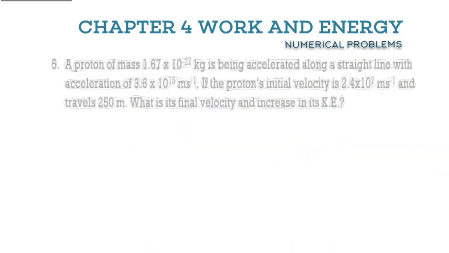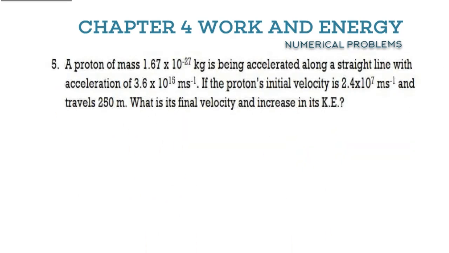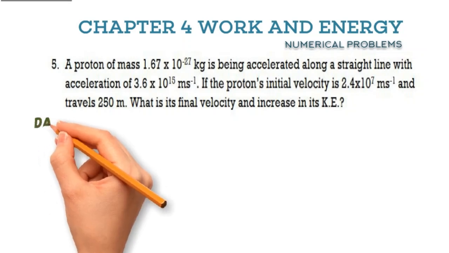Let's get started. The problem says, a proton with a mass of 1.67 times 10 to the power of negative 27 kilograms is being accelerated along a straight line with an acceleration of 3.6 times 10 to the power of 15 meters per second squared. Its initial velocity is 2.4 times 10 to the power of 7 meters per second, and it travels a distance of 250 meters. We need to calculate two things: the final velocity of the proton and the increase in its kinetic energy. Let's summarize the data.